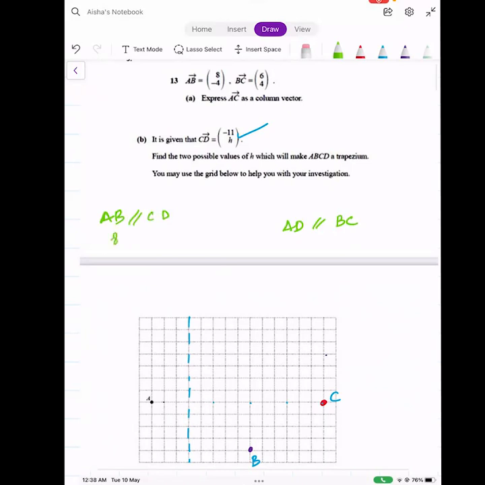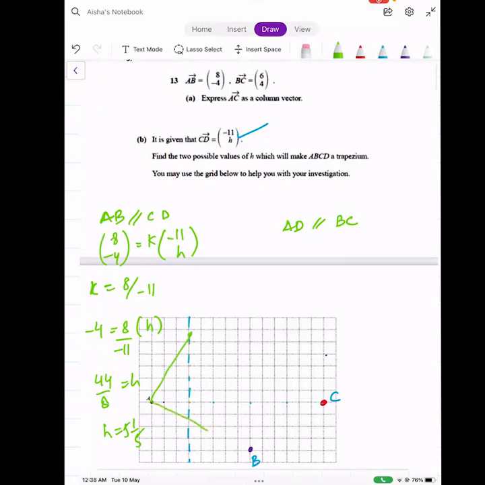So AB vector is 8, minus 4, equals K times minus 11, 8. K becomes 8 upon minus 11. So it becomes 44 upon 8, which gives H as 5.5. That means minus 11 and 5.5. So over here AB will become parallel to CD, and this will form a trapezium. So one value of H is 5.5.